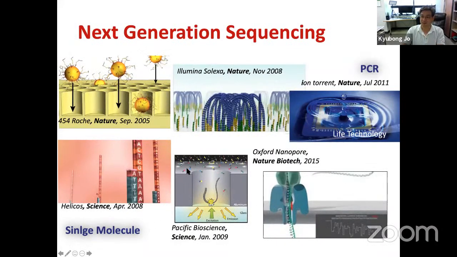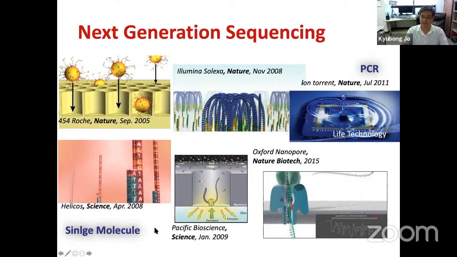NGS people are also using single molecules. There are two groups of techniques. The first one on the top, like 454, Illumina and Ion Torrent, are based on amplification, not exactly PCR, but similar to PCR, and they try to reduce the noise information. The bottom three technologies are based on the single molecule.